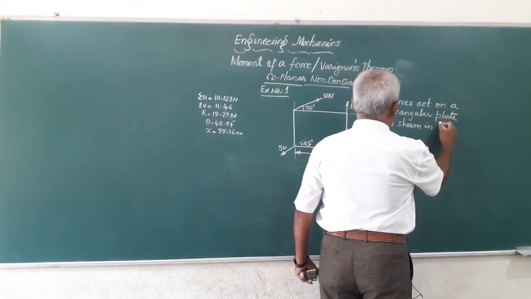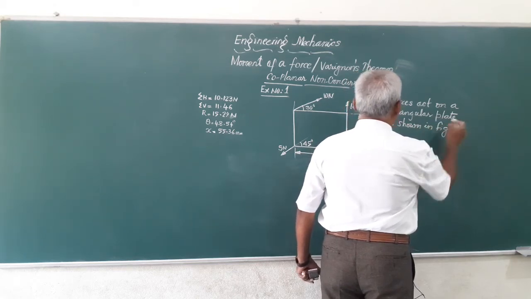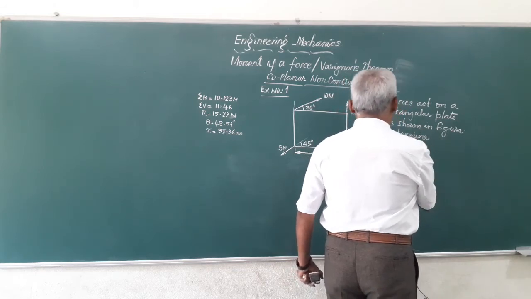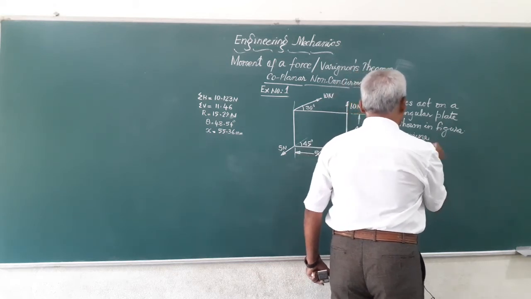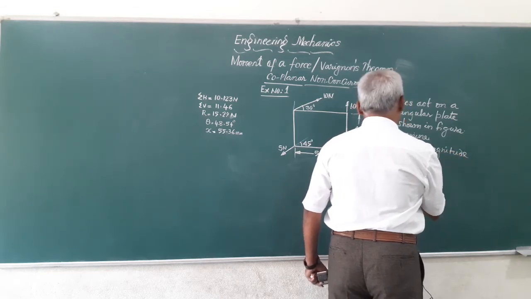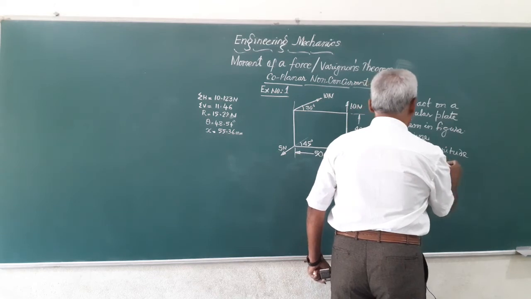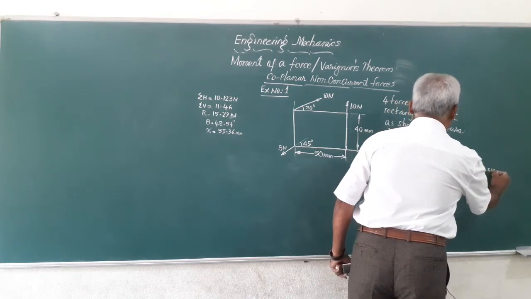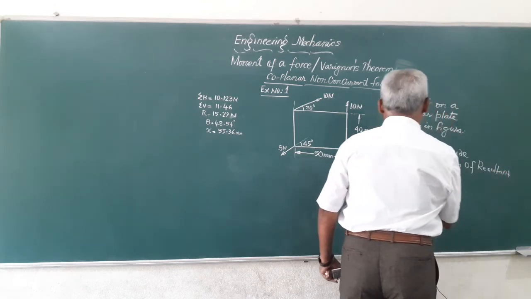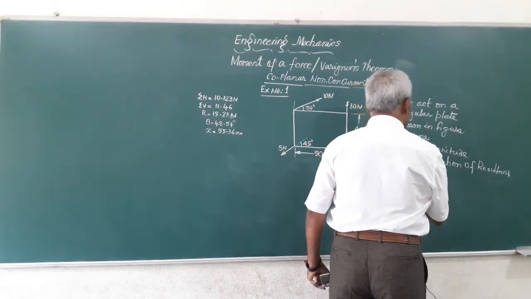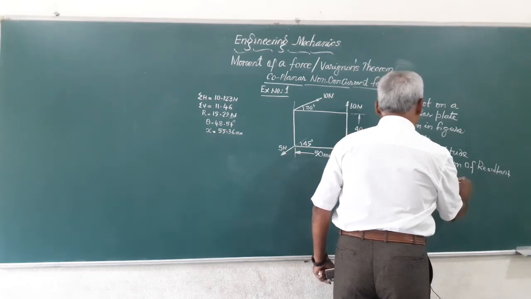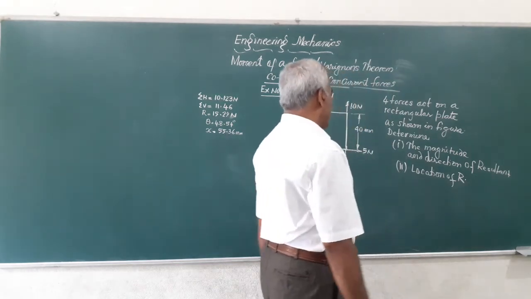As shown in the figure, determine number 1, the magnitude and direction of the resultant, and the second part is the location of R, at which point it is going to act.